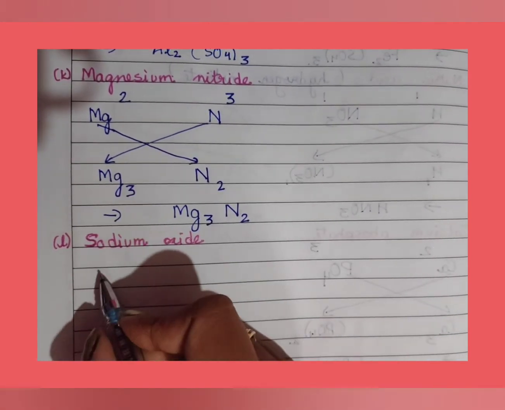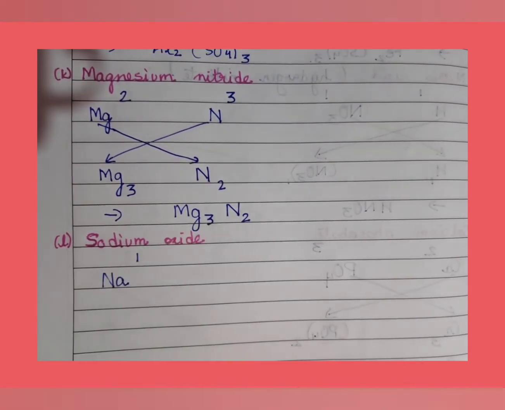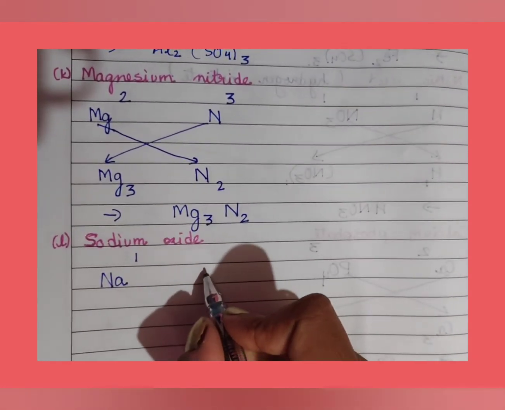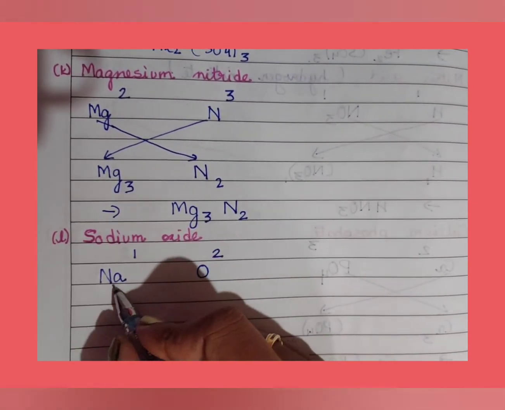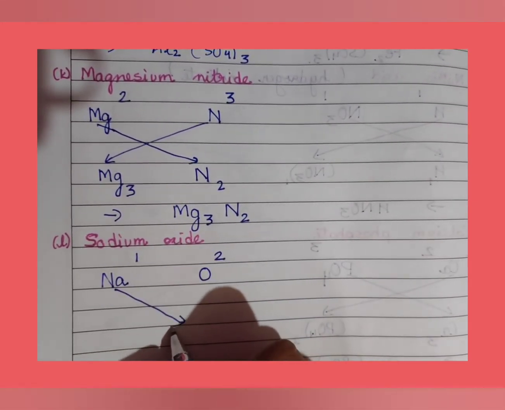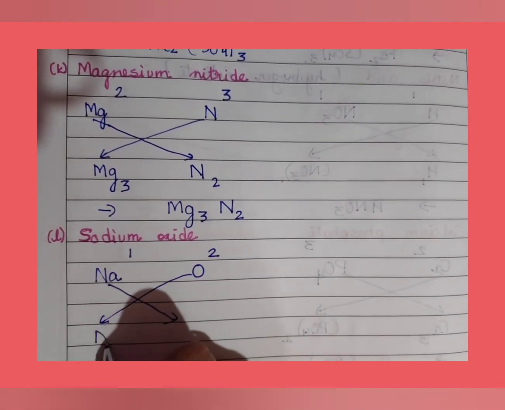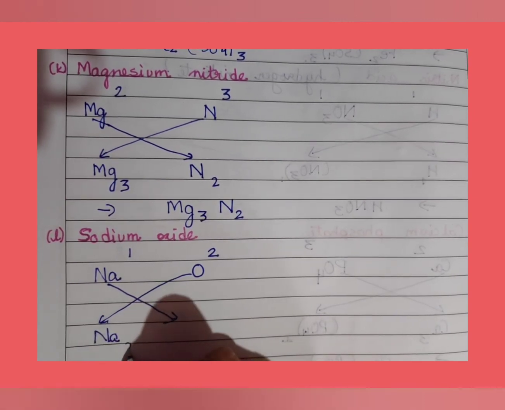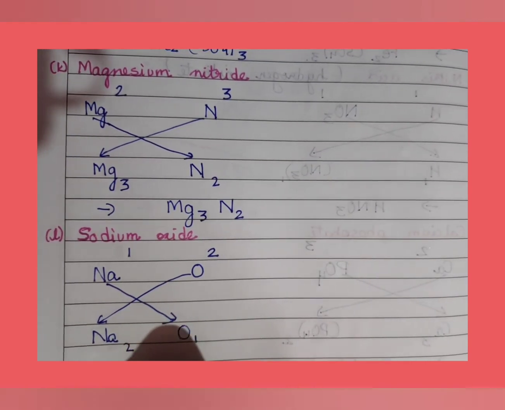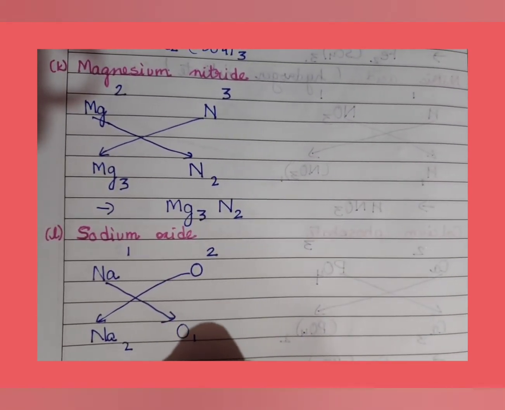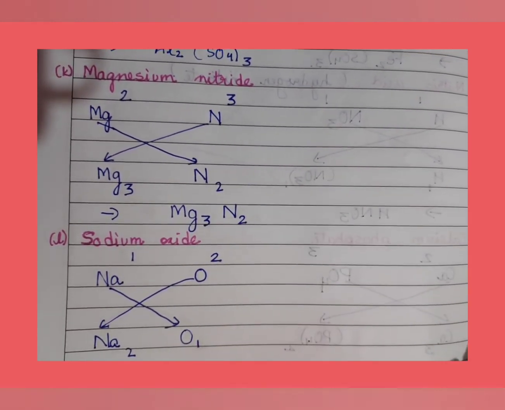Next is sodium oxide. Sodium formula is Na, valency 1, oxide O, valency 2. Now they are going to interchange the valencies. So after interchanging, what do we get? Sodium 2 comes here, oxygen 1 comes here. So what is the formula? Na2O. This is the formula of sodium oxide.